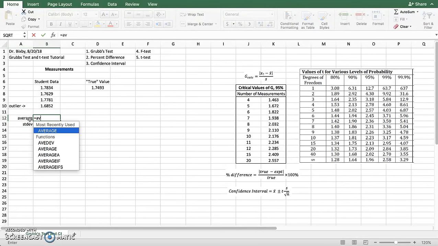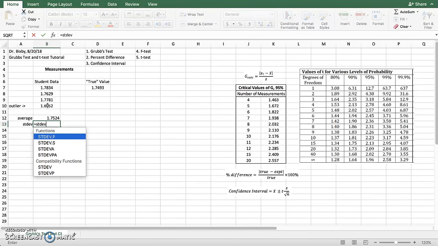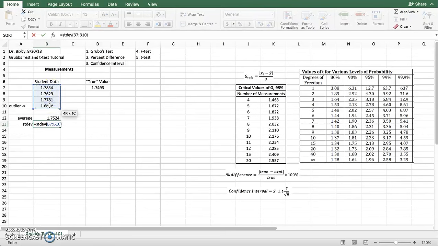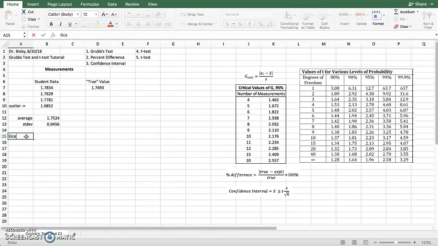I'm going to execute those functions like we did earlier. Okay, there we go. And now I'm going to make sure I have the proper number of decimal places everywhere. And then I'm going to execute GCalc. Now remember this X question mark, that's the questionable value, so that's the outlier that I think I've got. So G calc or G experimental is going to equal the absolute value.